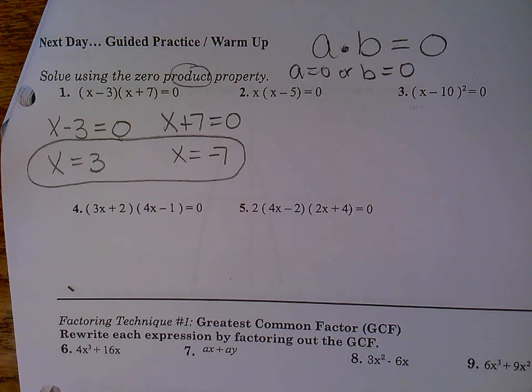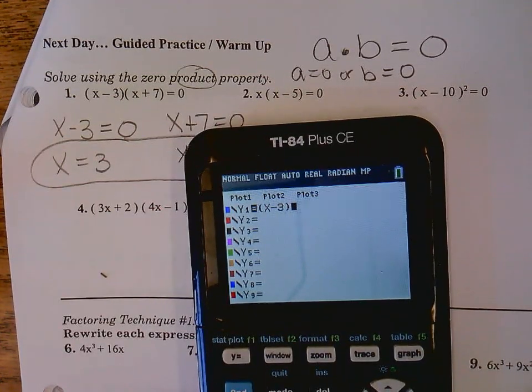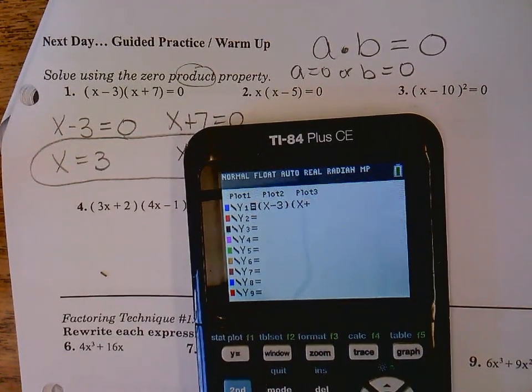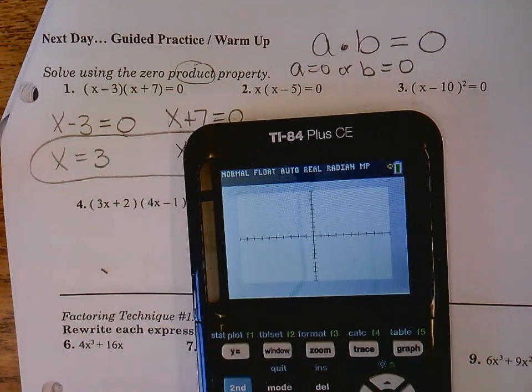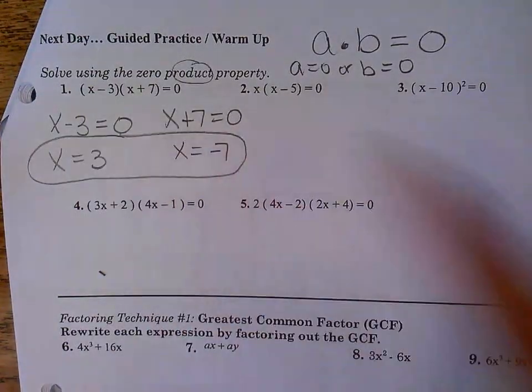So if I graph this quadratic, I can put it in the format x minus 3 times x plus 7. Where is it going to touch the x-axis? Well, it touches the x-axis at negative 7 and at positive 3. So graphically, I should get the same solution as using the zero product property.